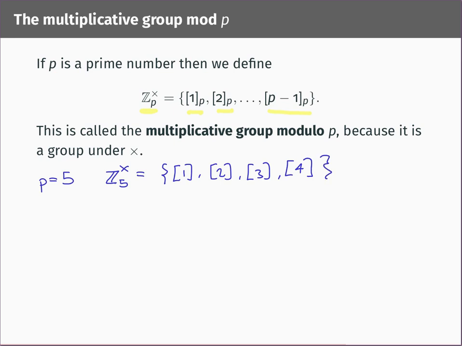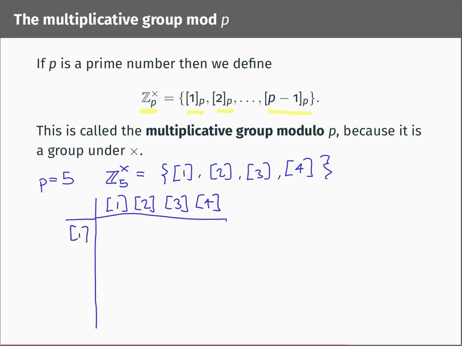So again, let's write down the group table for the multiplicative group mod 5. Our rows and columns are labelled by 1, 2, 3, 4, and 1, 2, 3, 4, and 1 is the identity element. So in the first row and the first column, we just copy out the row and column labels.